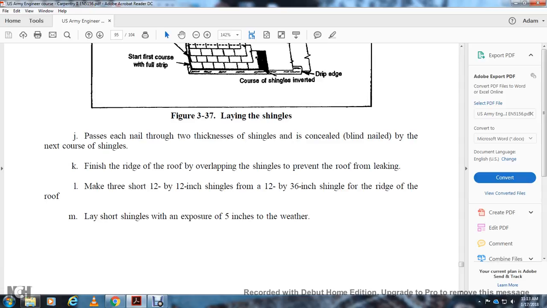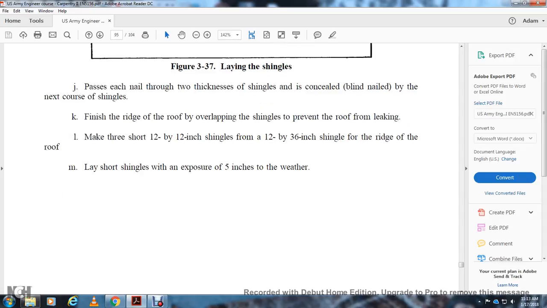Make 3 short shingles from the 12 by 36-inch shingles, from the edge of the ridge of the roof. Lay the short shingles with an exposure of 5 inches to the weather.